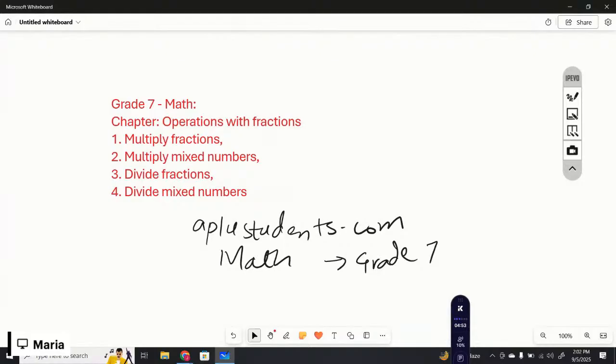We're going to start with the chapter Operations with Fractions. The lessons we're going to cover today are multiply fractions, multiply mixed numbers, divide fractions, divide mixed numbers. So please make sure you have your notebook and pencil so that you can note down the important examples and definitions as well.